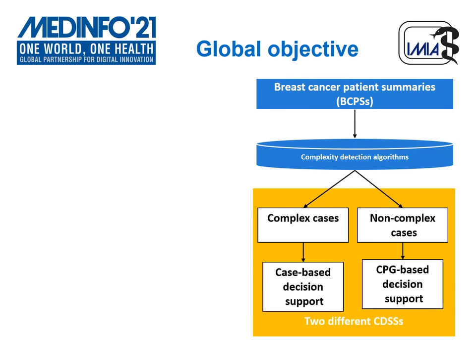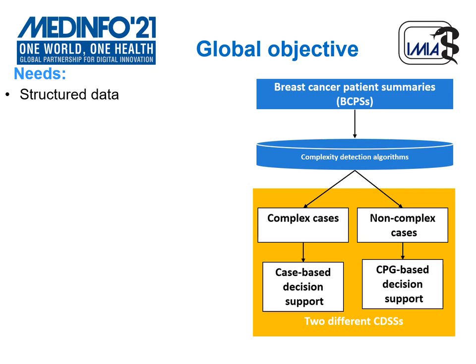Our global objective is to create a decision support system with two modules of decision support based on the complexity of the clinical cases. So the aim is to start from the breast cancer patient summaries, or BCPS, to implement the complexity detection algorithms, and then to provide decision support according to the complexity. For the non-complex cases, as they are covered by the CPGs, we give a guideline-based decision support system. And for the complex cases, as they are not covered by the clinical guidelines, we give a case-based decision support system.